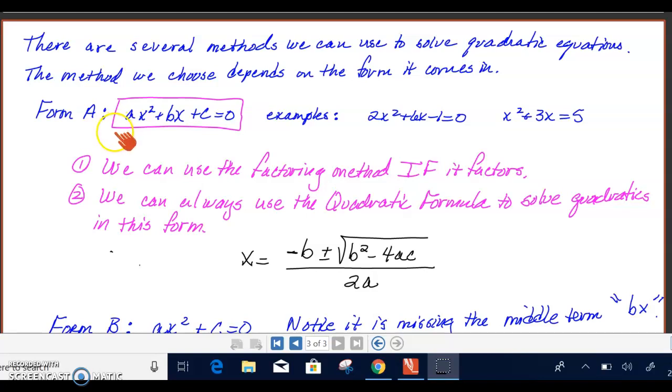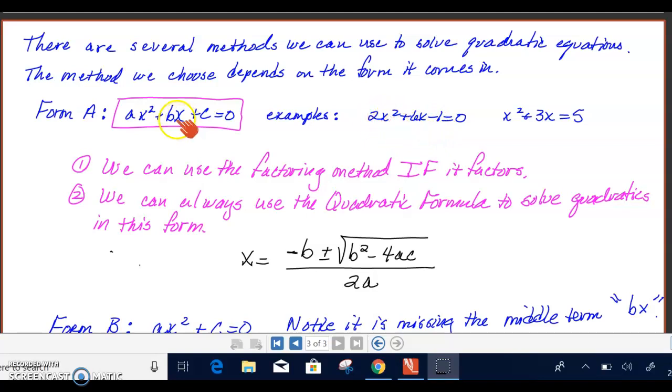If you have a quadratic in this form right here, where you've got the three terms ax squared plus bx plus c, or you might see one where part of it is on the other side, like this one, x squared plus 3x equals 5. What I want to emphasize here is it has the three terms. 1, 2, 3. Three terms on each one.